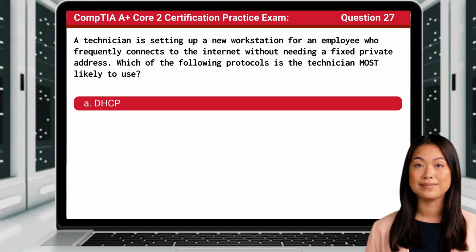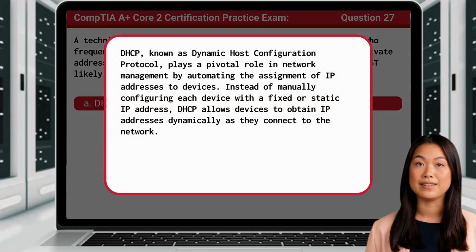The answer is A. DHCP. DHCP, known as Dynamic Host Configuration Protocol, plays a pivotal role in network management by automating the assignment of IP addresses to devices. Instead of manually configuring each device with a fixed or static IP address, DHCP allows devices to obtain IP addresses dynamically as they connect to the network.